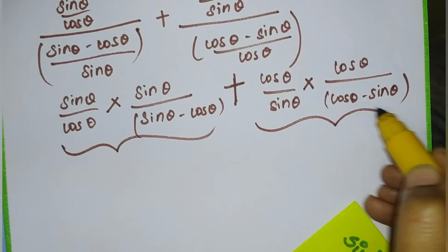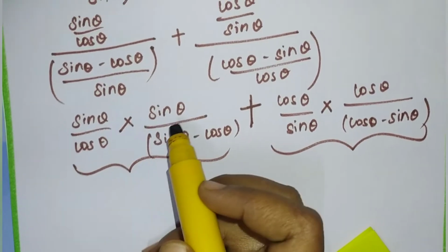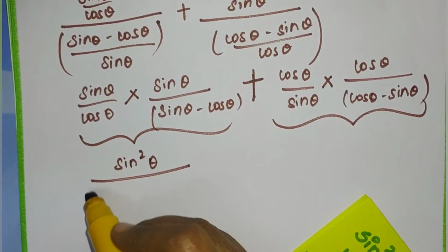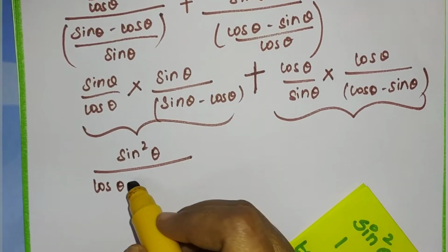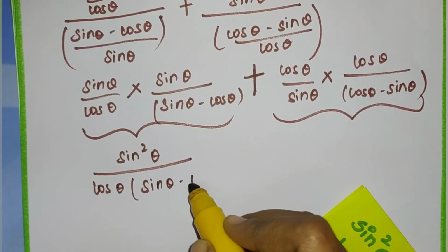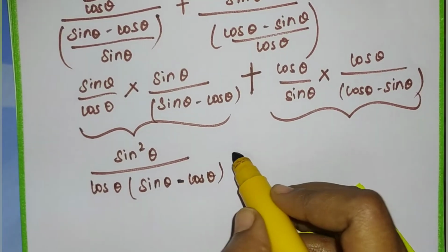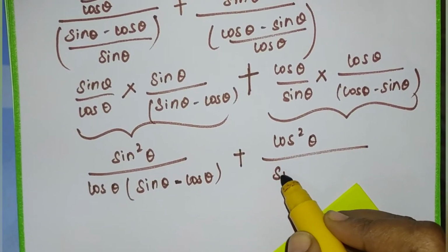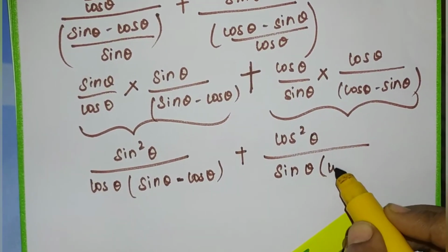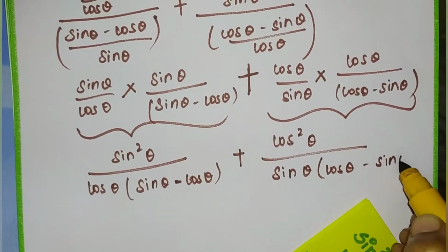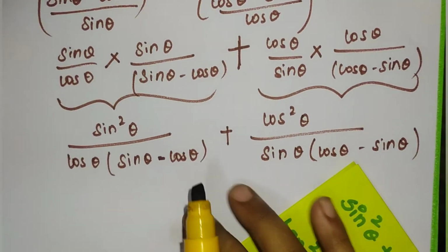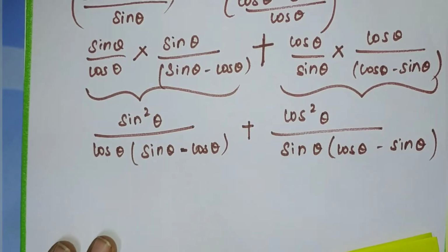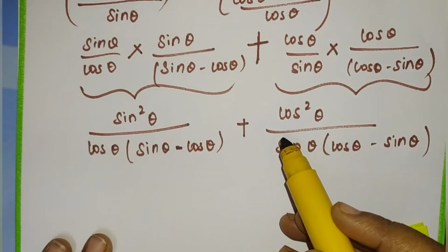So now here we can't cancel anything. Here we can't cancel anything. So I am going to multiply. Sin theta into sin theta is sin square theta divided by cos theta into sin theta minus cos theta. And then plus cos square theta divided by sin theta into cos theta minus sin theta. Here we can apply the formula of sin square theta plus cos square theta is equal to 1. We can apply.